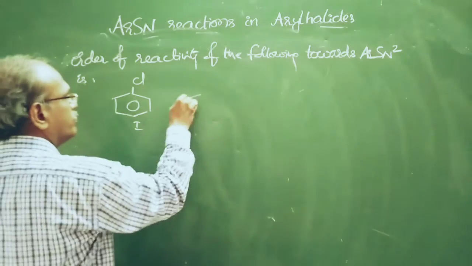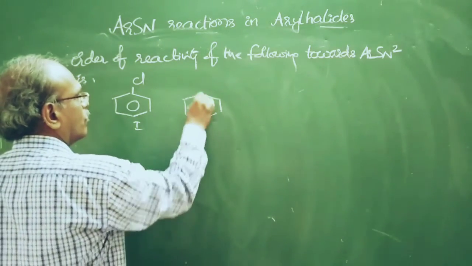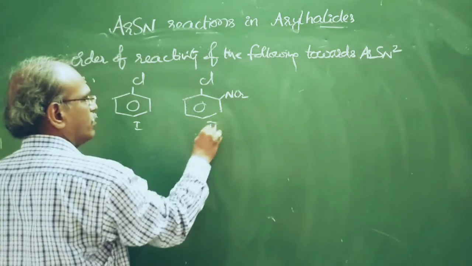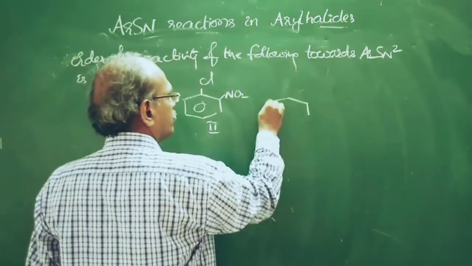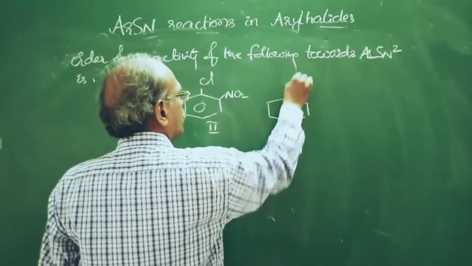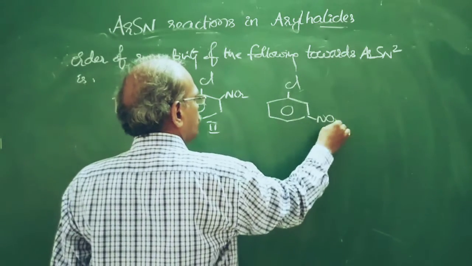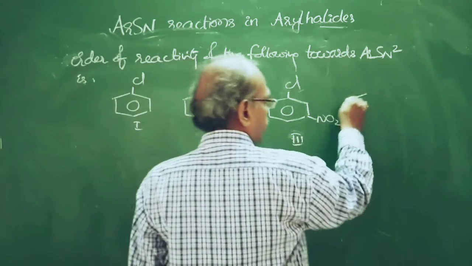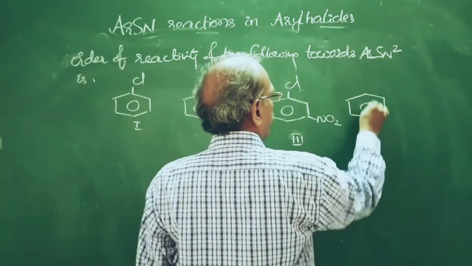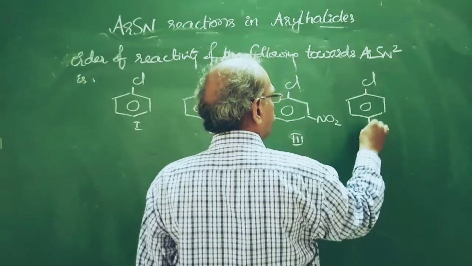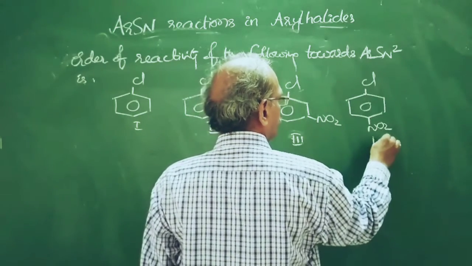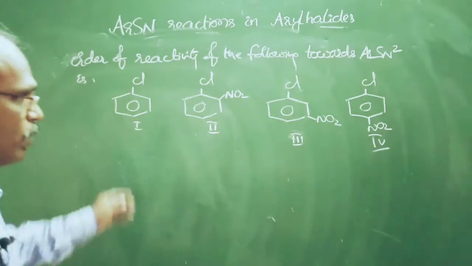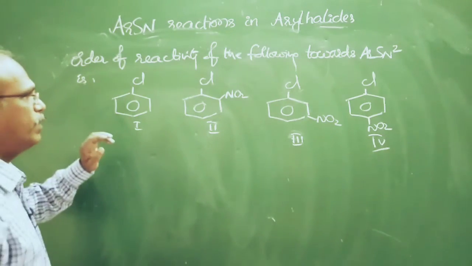Chlorobenzene, orthonitrochlorobenzene, metanitrochlorobenzene, and paranitrochlorobenzene. So these are the compounds given.